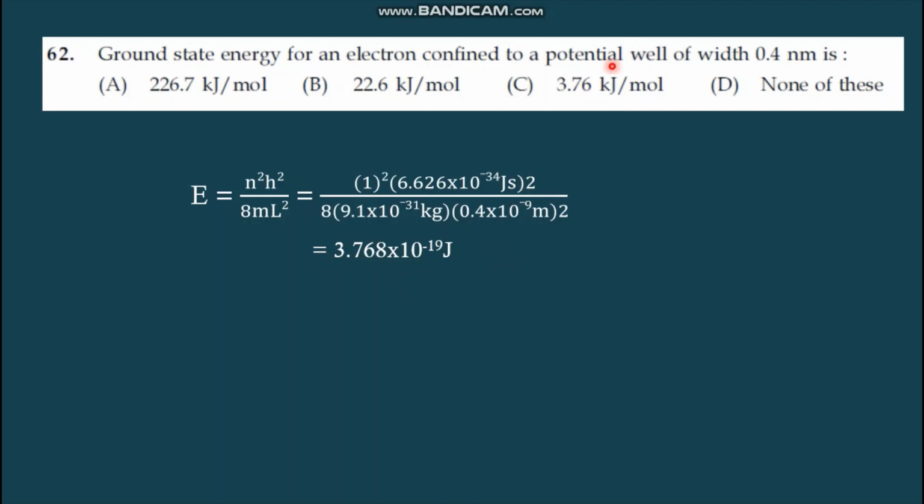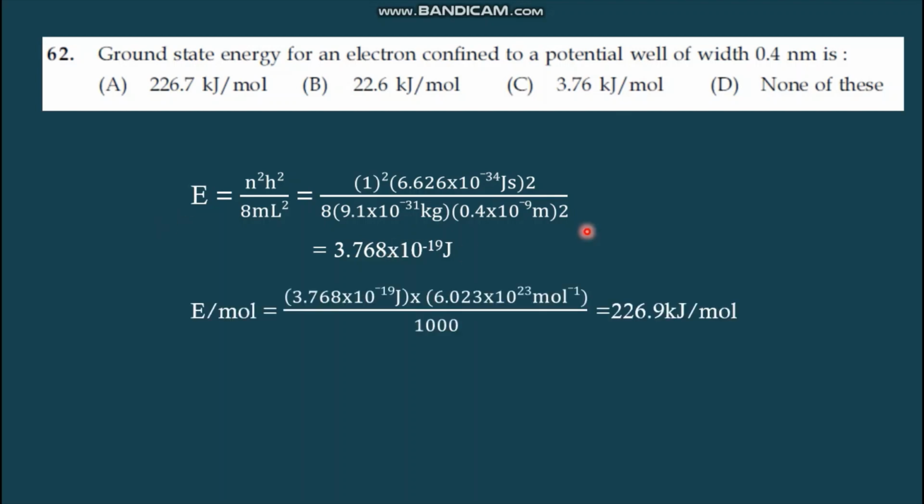in joule, and here it is mentioned in kilojoule per mole. So we have to convert energy in joule to energy in kilojoule per mole, and for that we have a conversion: energy in joule into Avogadro number divided by 1000. While solving this, you will get an answer of 226.9 kilojoule per mole.